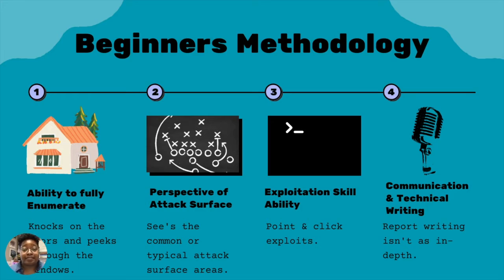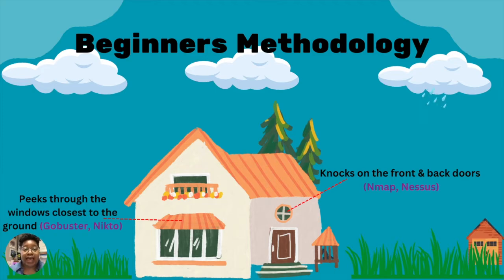So here's the house visual that I mentioned. Again, if I ask that beginning pen tester to look at this house, find a way in, they're probably going to use some of your standard go-to tools, right? So you've got GoBuster, Nikto, Nmap, and Nessus. If we're looking at the house visual as an attack surface, the beginner is not going to see everything around the house. They're really only going to see what's right in front of them.